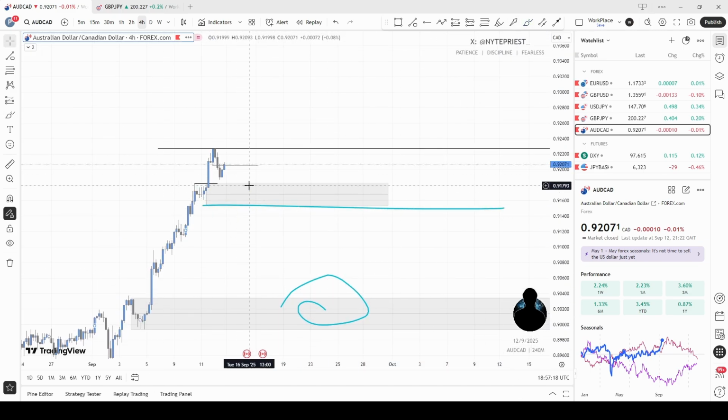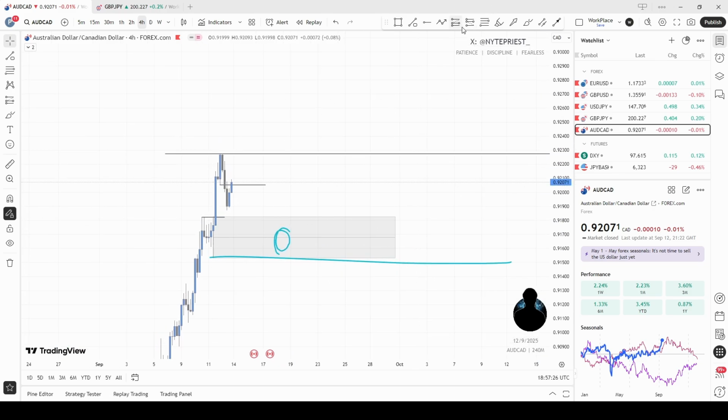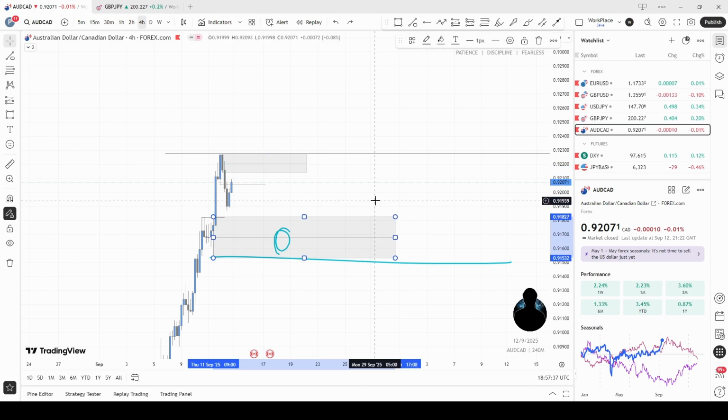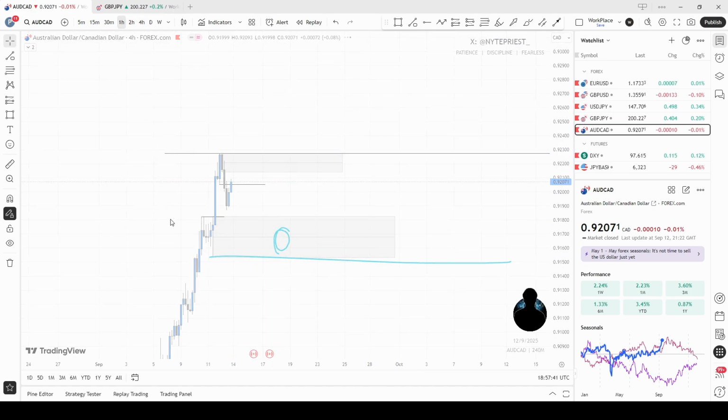Okay, so we'll be monitoring how price reacts from this demand zone, and also we've broken this low, which is a low break in the lower time frame too. We have the supply zone. Okay, so on this supply zone, let's drop down to our 1 hour time frame.